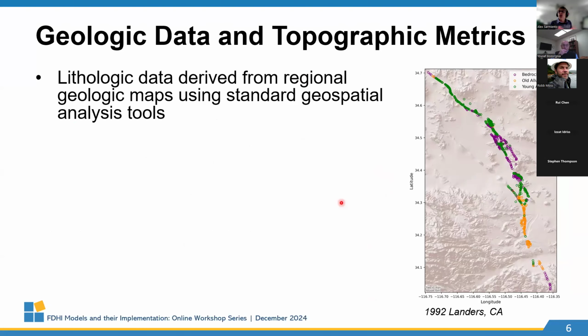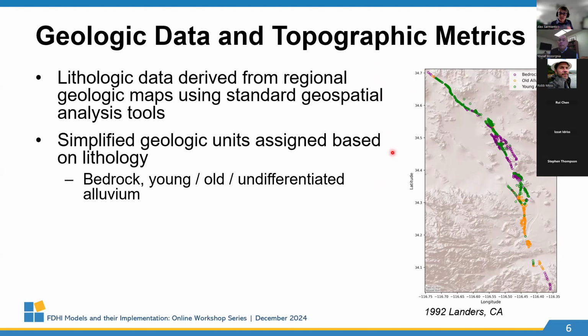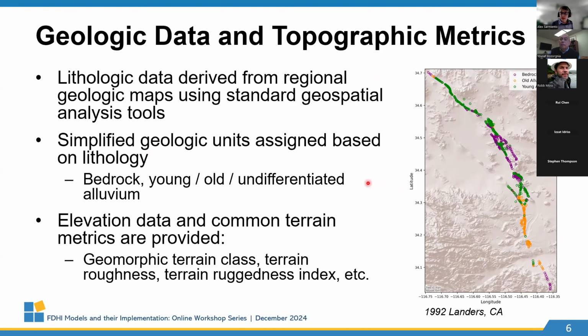We also have geologic information and topographic information for the sites and ruptures in the database. We have lithologic descriptions derived from regional geologic maps using your standard geospatial processing techniques. And then we've taken the lithologic description and broken it into some simplified geologic units: bedrock, and then 3 different types of alluvium. And we also have elevation data and several pre-computed common terrain metrics like geomorphic terrain class, terrain ruggedness, and several others.